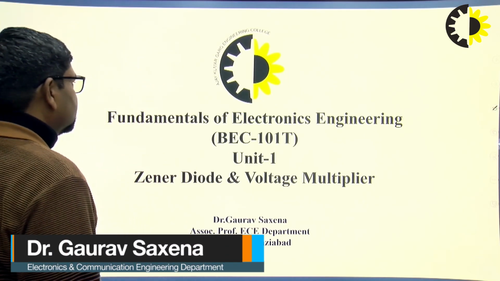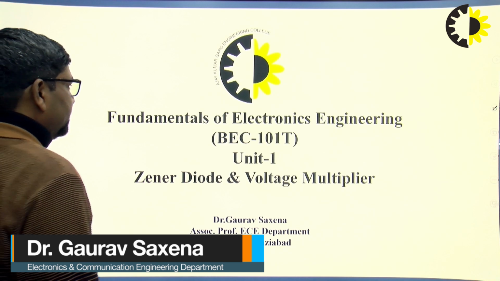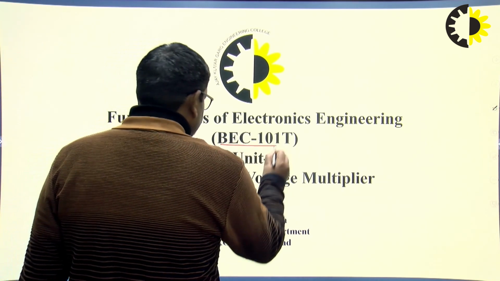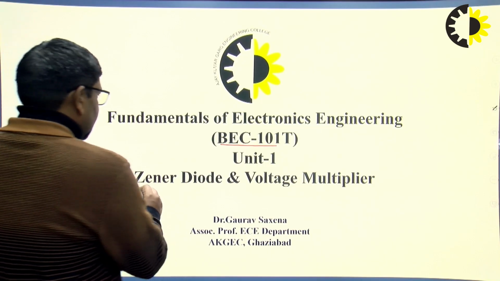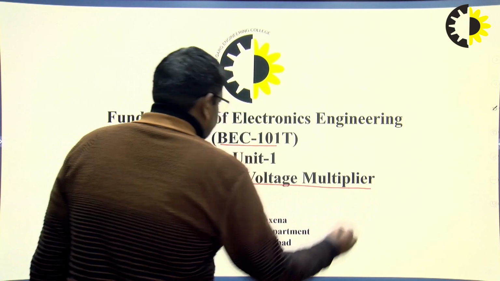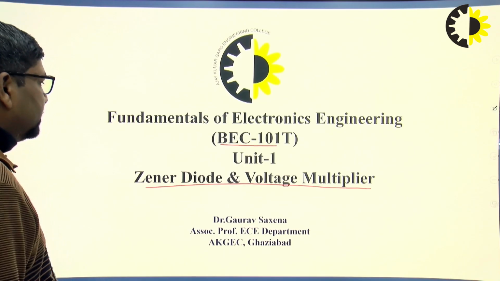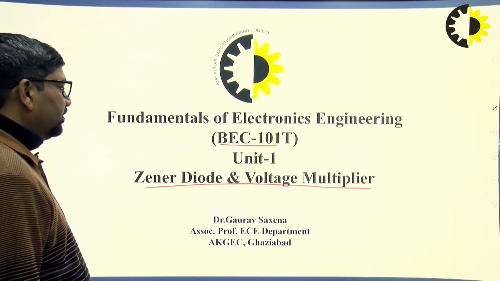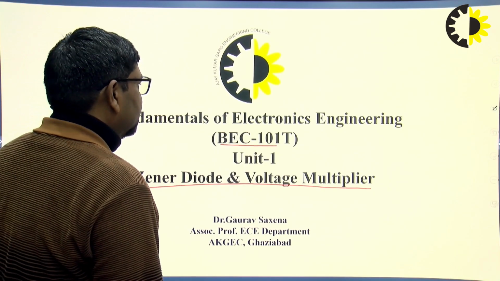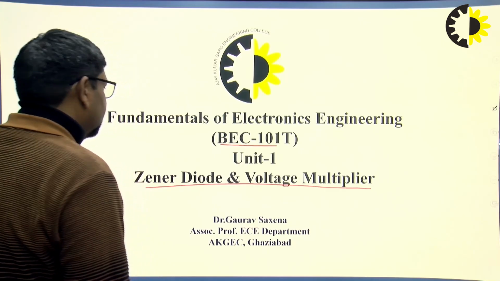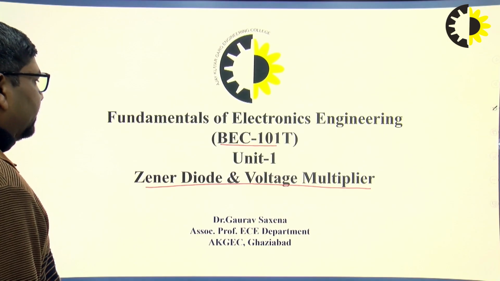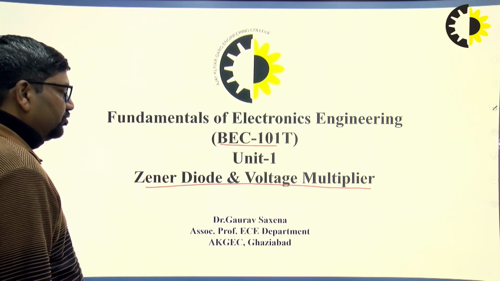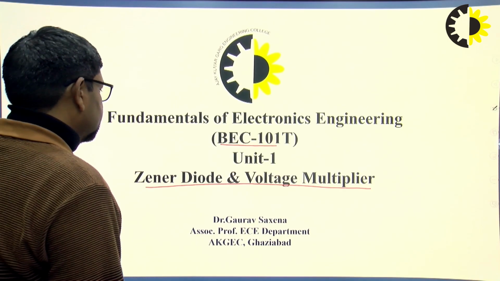Today I discuss the fundamentals of electronics engineering, with the code BEC 101. Today's very important topic is the Zener diode and the voltage multiplier circuit. What is the meaning of a Zener diode, how do we build it, what is the difference between the normal PN junction diode and the Zener diode, and what is the application of the Zener diode as a voltage regulator? I discuss that here, along with some important numericals.